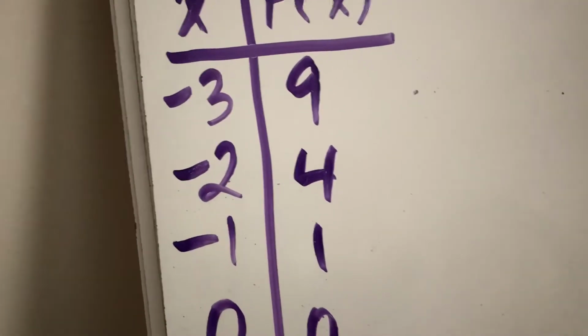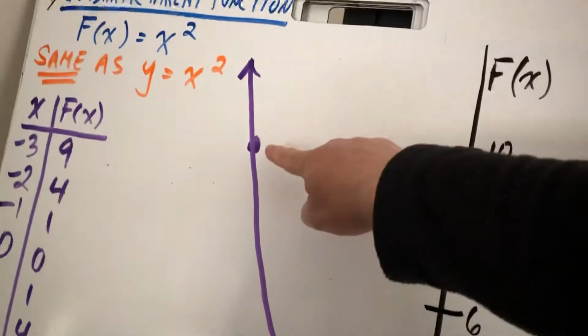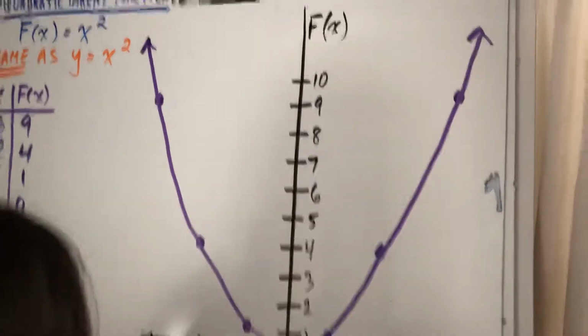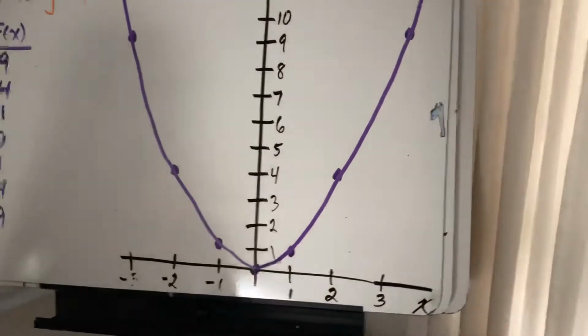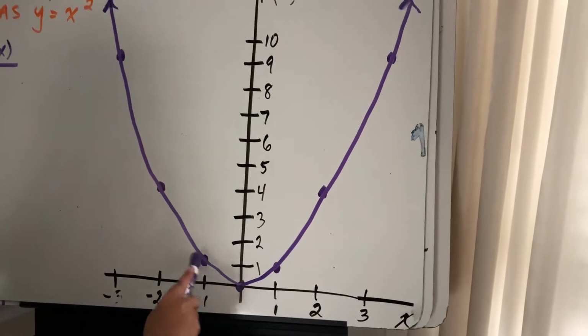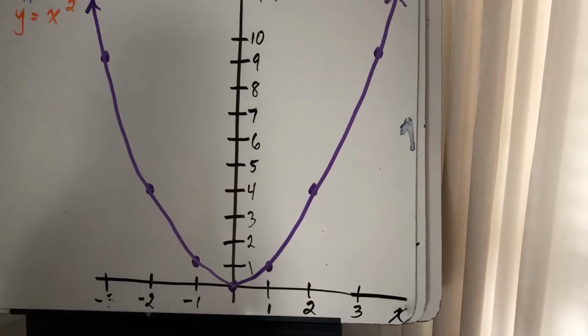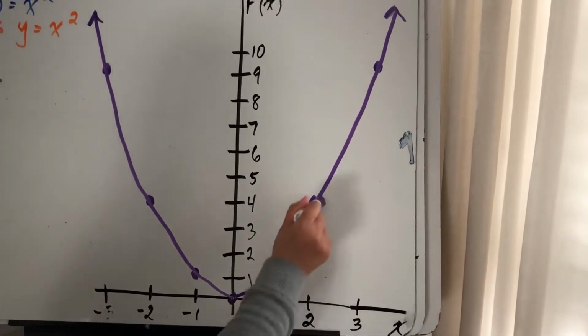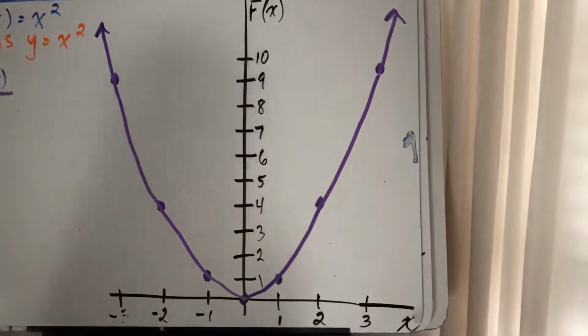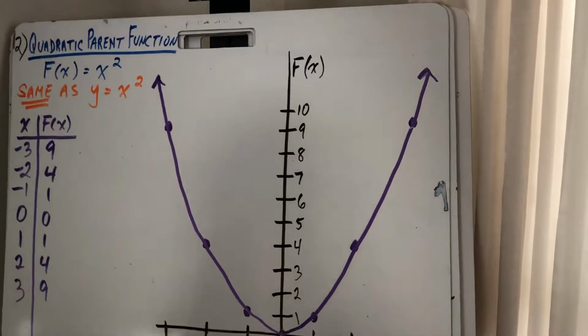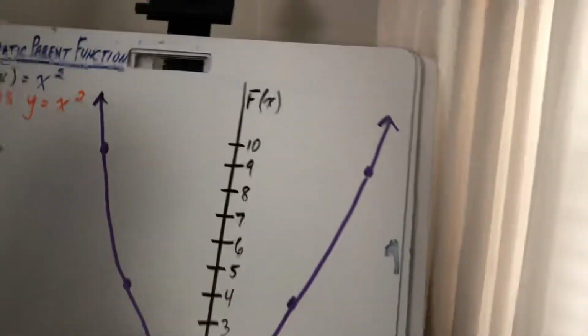Where's negative 3, 9? Can you show me where negative 3, 9 is? Negative 3, 9, right? Where's negative 2, 4? Negative 2, 4. Where's negative 1, 1? Negative 1, 1. Where's 0, 0? Where's 1, 1? 2, 4, and 3, 9. And it looks like a U shape, all right? That's called a quadratic parent function, okay?